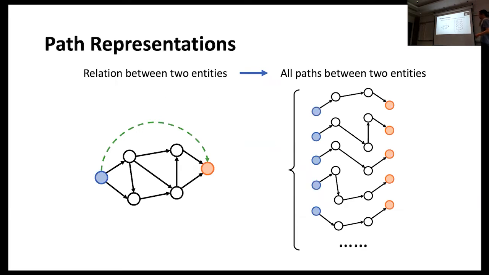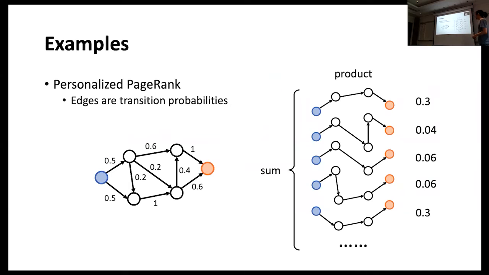So if we apply this kind of idea, then what we can induce is that in order to infer the relationship between two entities, what we want to do is to take a look at all the paths between these two entities. And that's our motivation of path representations. And there are many existing examples that we can classify into our path representations.